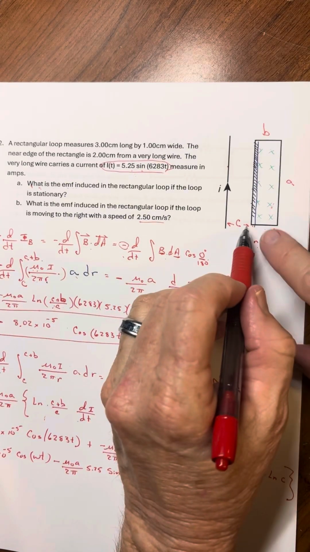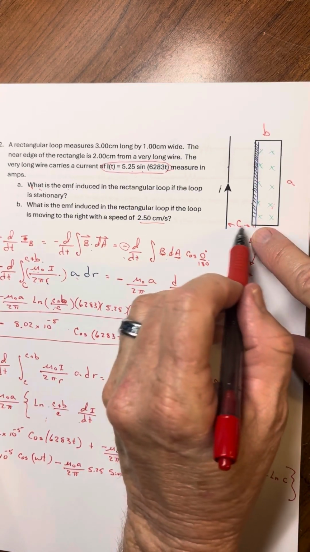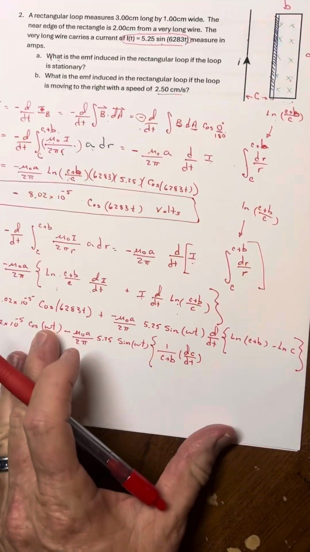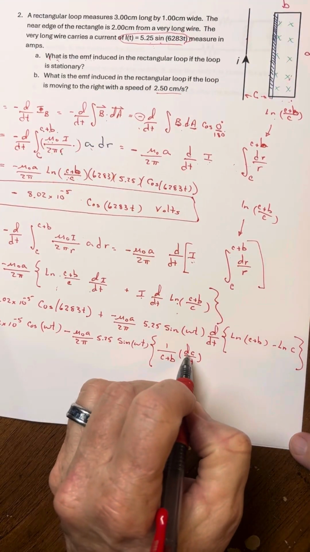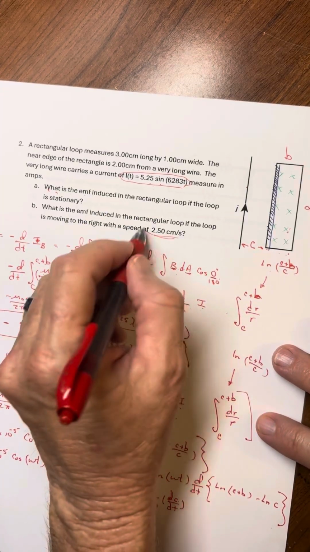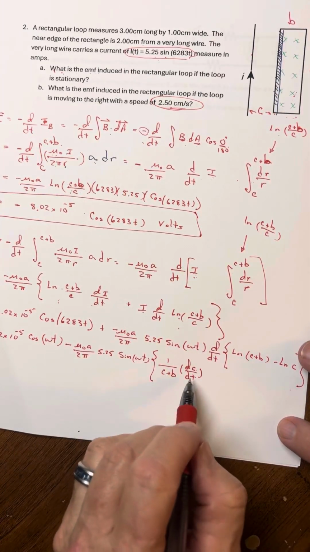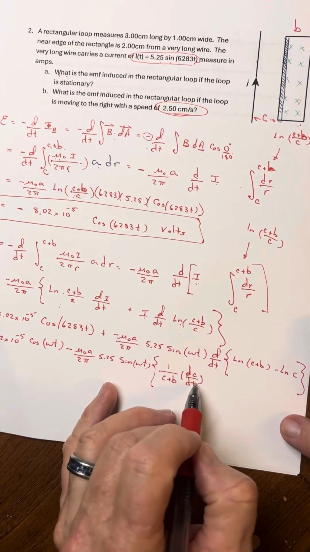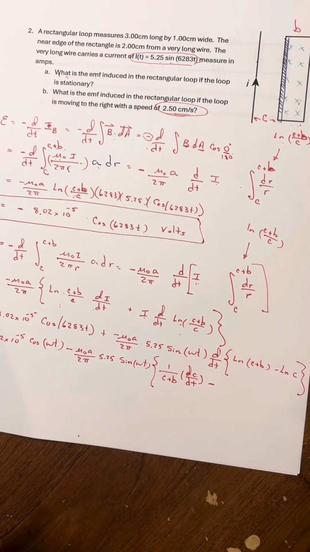B doesn't change. So back here, this is moving to the right. C changes with time, but not B. And in fact, this C changing with time is the rate at which it's moving. That is the velocity. So that's where the velocity is going to come into play here.